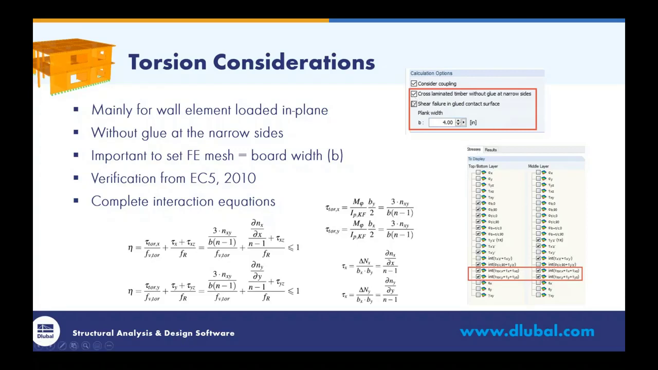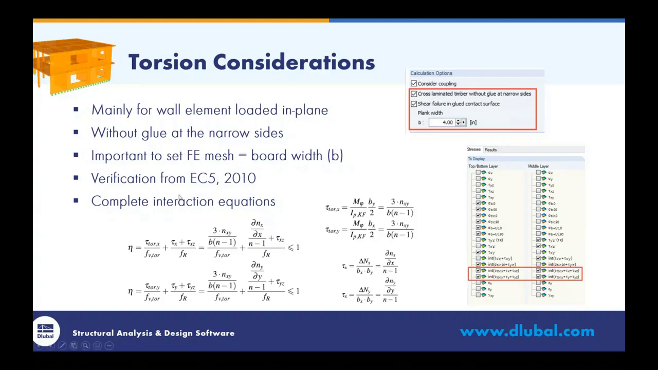This torsion check is only available when we do not have glue at the narrow sides. It is recommended to set the FE mesh of your wall elements, or whichever panels you're checking for torsion, approximately equal to the board width. Now, once again, the NDS as well as the CSA standard do not give any information related to torsion for CLT design, so we're referencing back to the EC5 for these interaction equations.